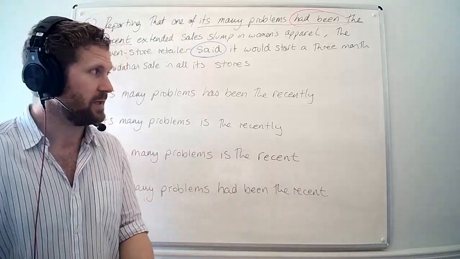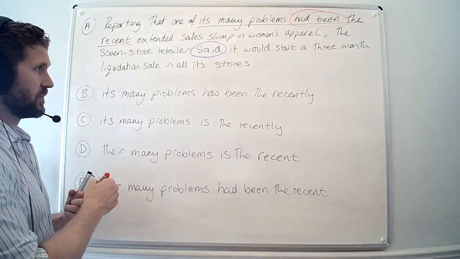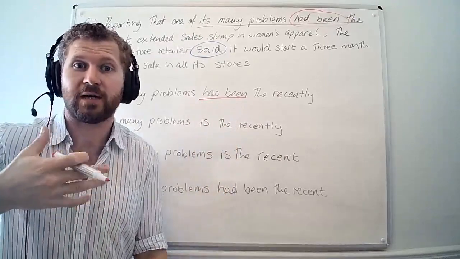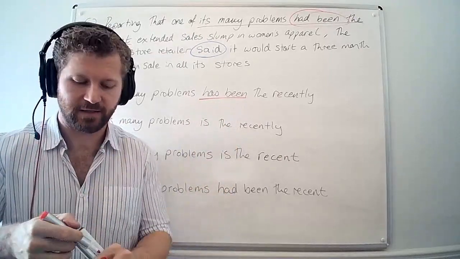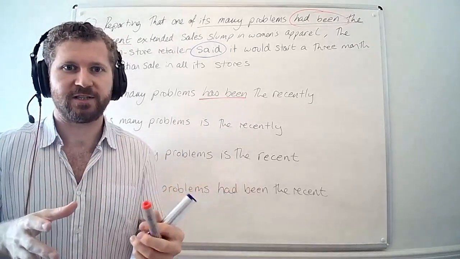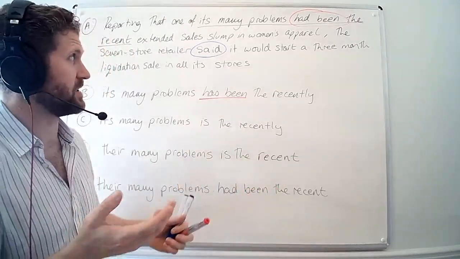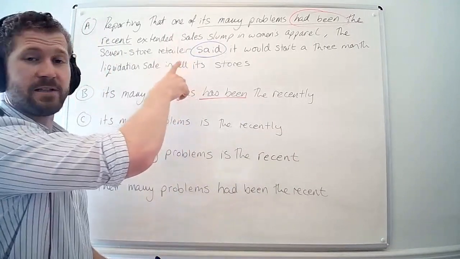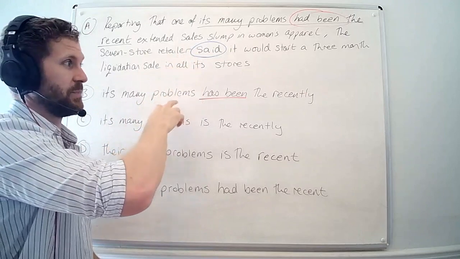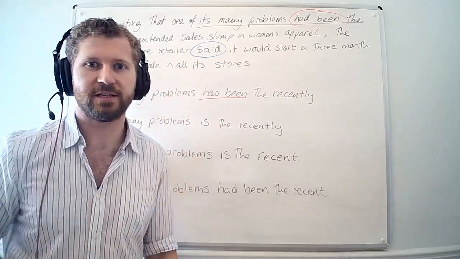Now, the second one, okay, tenses issues first. We've got has been. So has, or have if it was plural, but has been. Yeah, we've got the present perfect here. So now we've got a bit of a change in tense. We've got to just check, does that make sense? So the company said in the past that one of its many problems has been the recently extended sales slump.